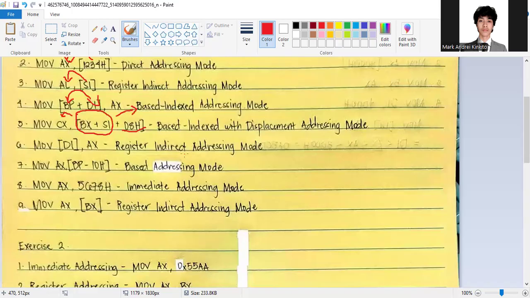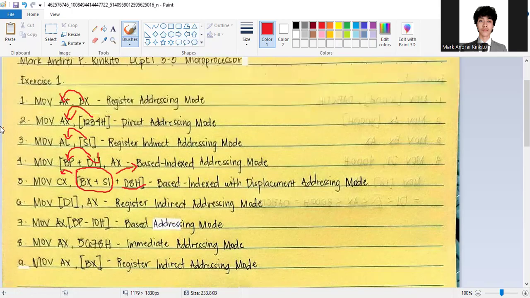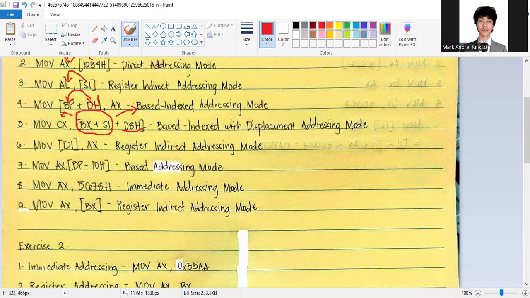So this one is register indirect addressing mode, the same as number three, where we move AX into DI. This one is base addressing mode. Instead of base index, we have an address, and it will be added to BP, which is a register, and whatever the result of BP plus 10H will be moved to AX.